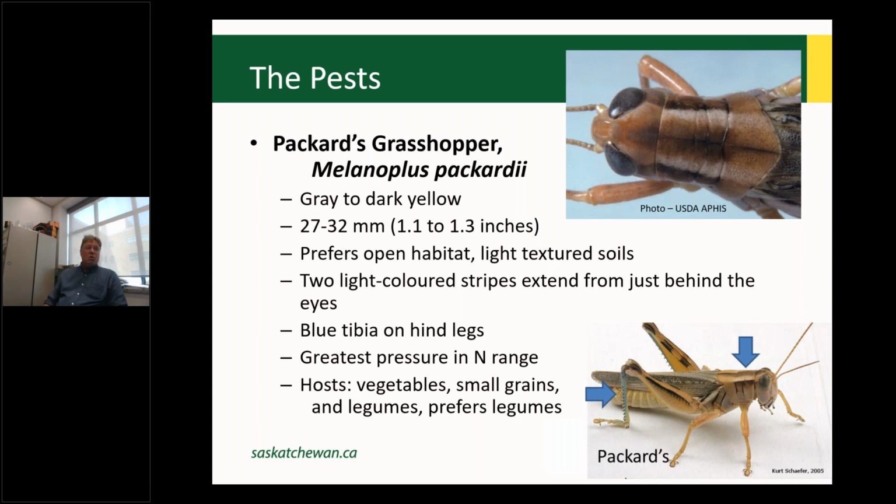These ones prefer open habitat, light textured soils as a rule. Blue tibia again, and greatest pressure in the northern range, and these ones really like legumes. They tend to prefer lusher plants, and will feed on small grain cereals, but they do prefer legumes and can be a real problem in some legume crops.